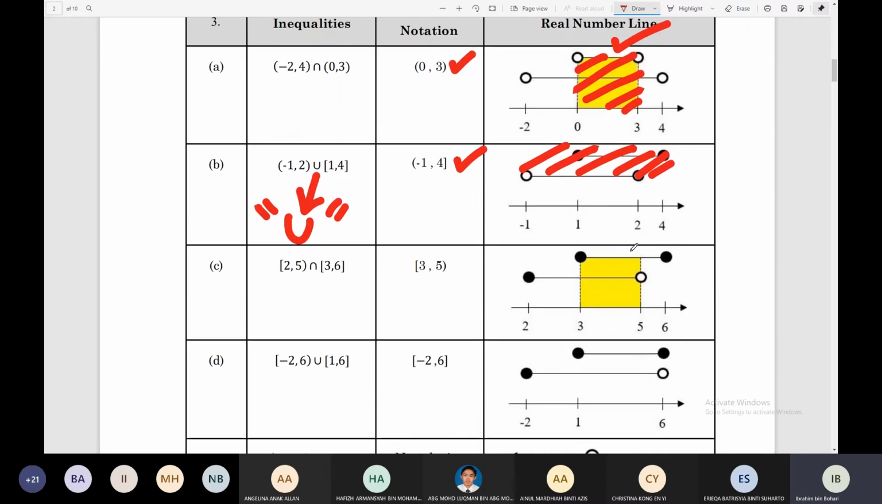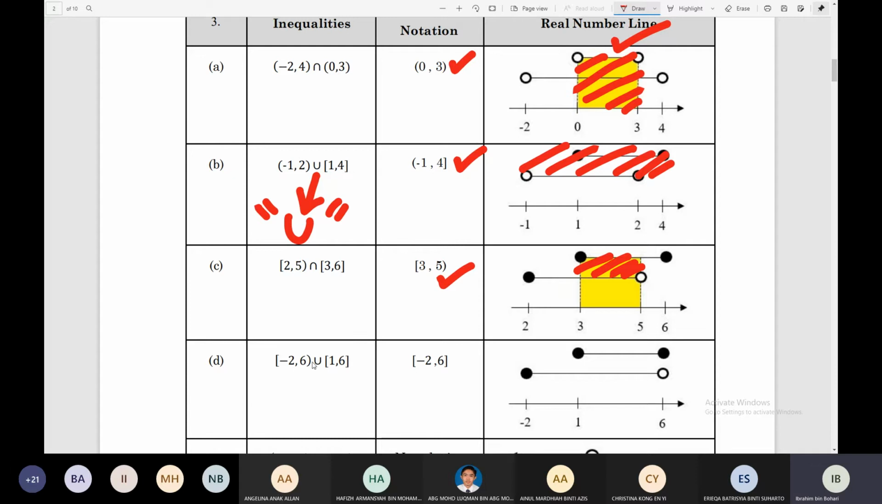And number C, 2, 5 semi-open bracket, intersect 3, 6 close bracket. And this one intersection between 3 and 5. Sama saja. So this one solution 3, 5 semi-open bracket.